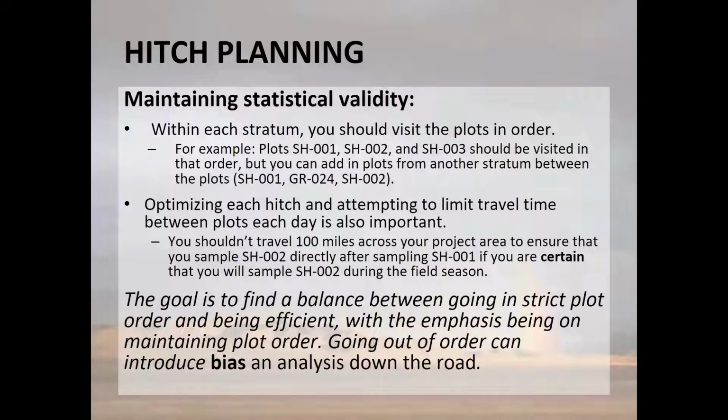For example, points 1 and 3 may be very close together, while 2 is on the other side of the field office. It would be acceptable to plan one hitch that hits 1 and 3, and then a second hitch following that, which includes 2. But it is important that 2 is sampled before the end of the season. Holes in the sampling design cause spatial bias to be introduced and can result in an unrepresentative sample.